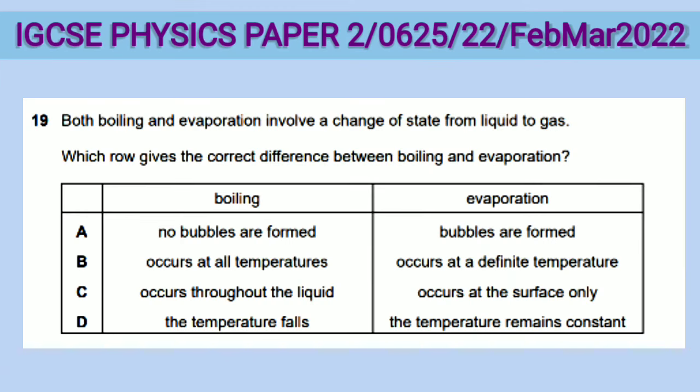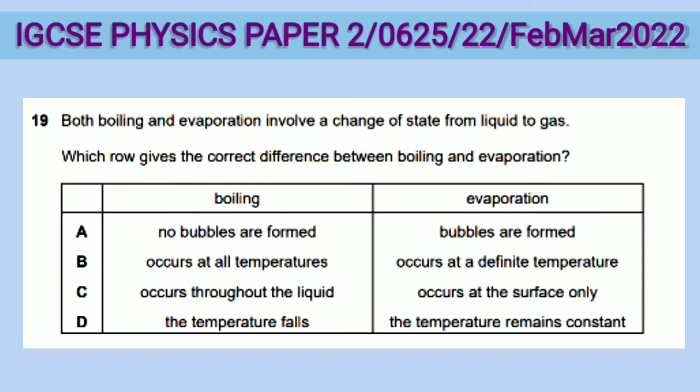Our next question, question 19. Both boiling and evaporation involve a change of state from liquid to gas. Which row gives the correct difference between boiling and evaporation? Let's check option A. Boiling, no bubbles are formed. Evaporation, bubbles are formed. Both are incorrect. In fact, it is reverse. In boiling, bubbles will be formed, and during evaporation, no bubbles are formed.